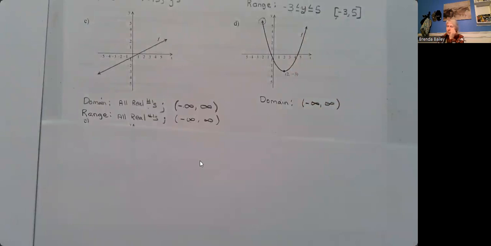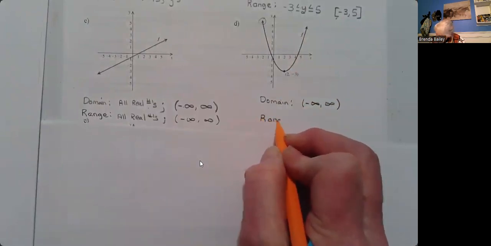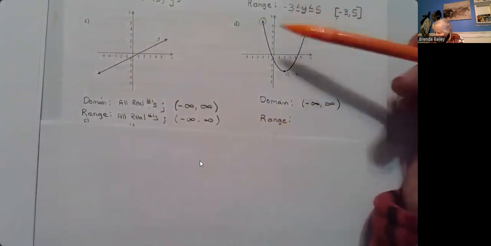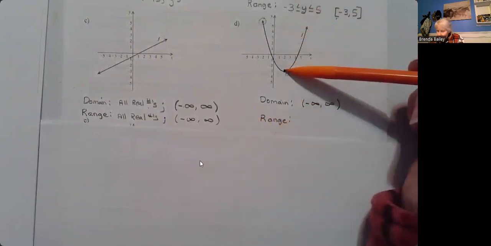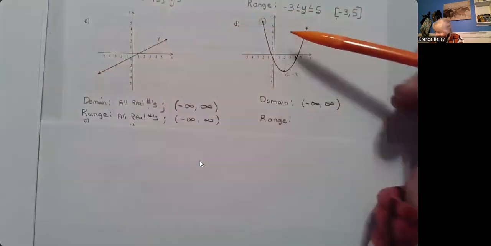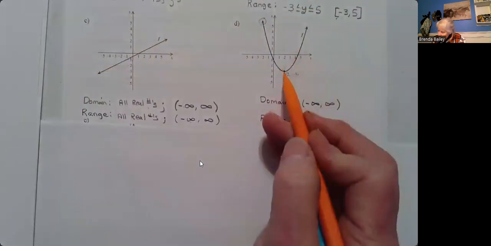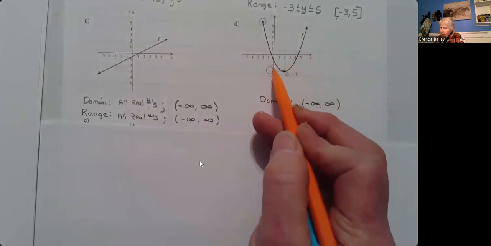What about the range? Let's look at the range. We go to the bottom of the graph. Notice over here, the bottom, because of this arrow, there never was one, but here, look, there is. Okay, what y value does this one start with? And this one starts with a -3.